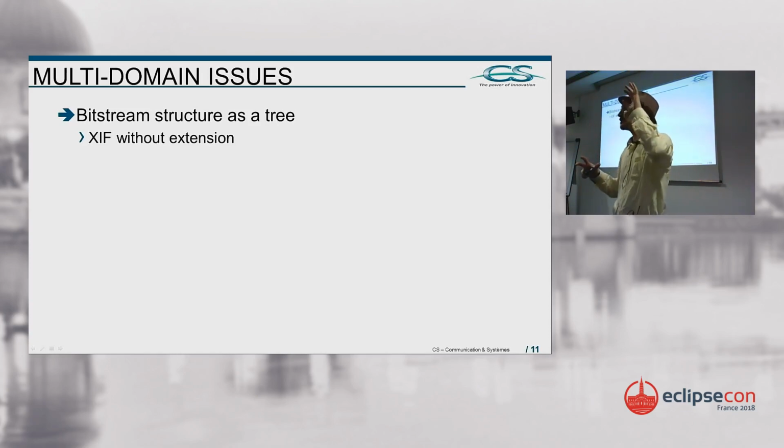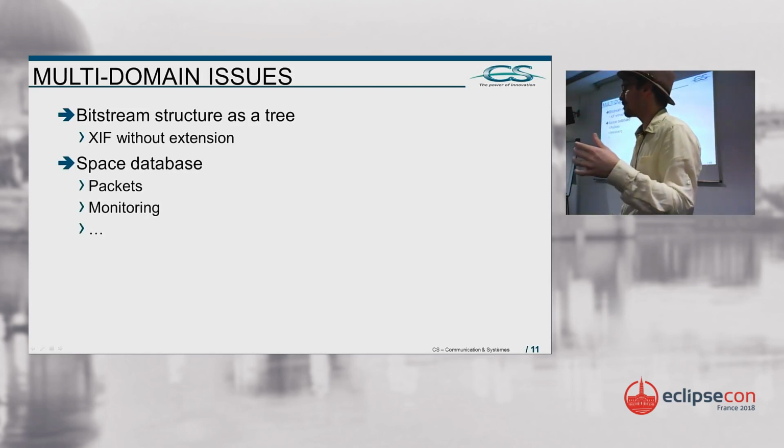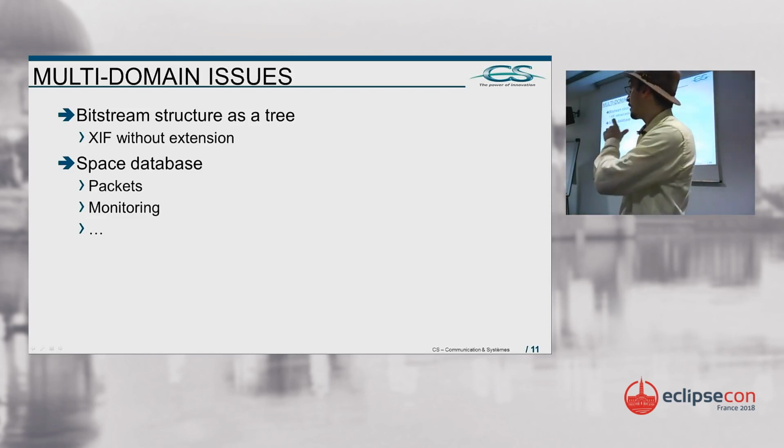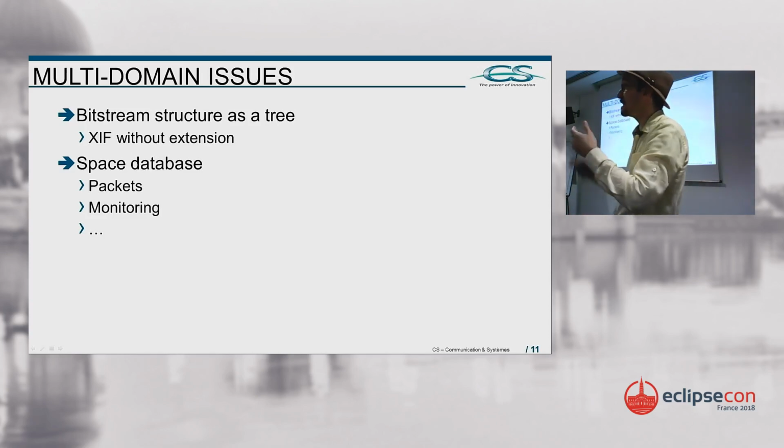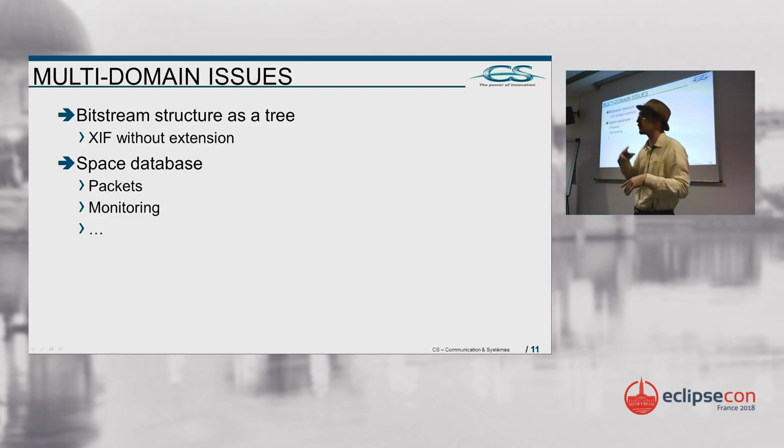So that's the types and fields view of the bitstream. And this is what corresponds with the outbest to the XIF format without any extension. There's another layer, another domain which adds to this one, which is the space database with space-related concepts. These bitstream structures are packets, either telemetry packets sent to the satellite or telecommand received from the satellite. Sorry, the other way. Telemetry received from the satellite and telecommand sent to the satellite.